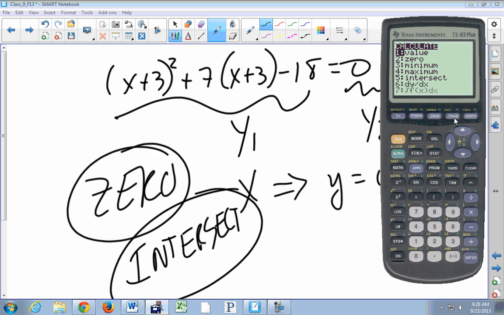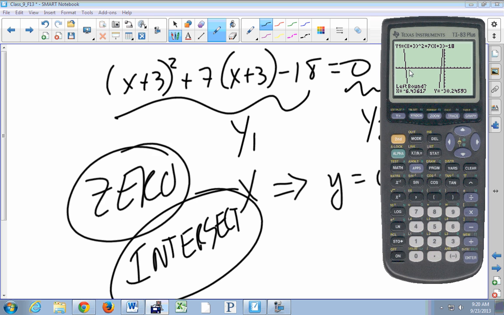So now you do second calc. You go down to intersect. First curve, second curve. Oh yeah, I got to do this trace thing, which I hate. I'm going to start again. You could do either one. So let's do 0 because it's easier.